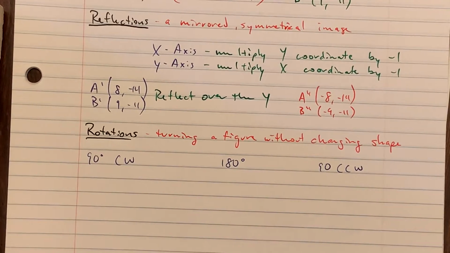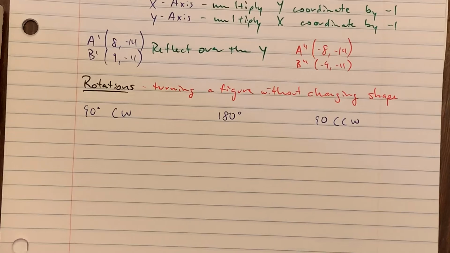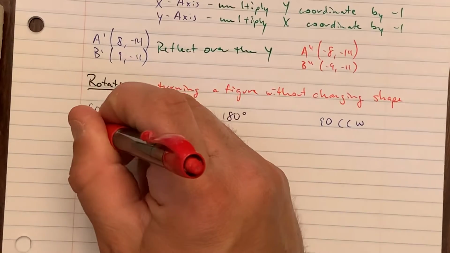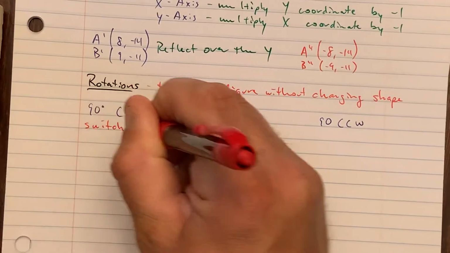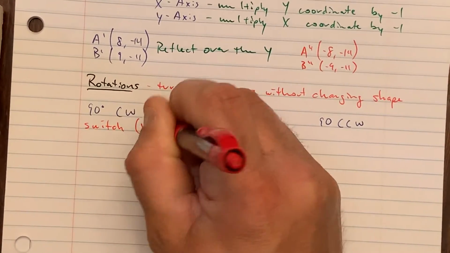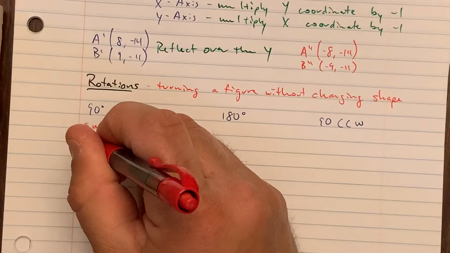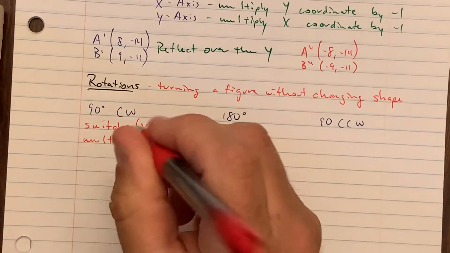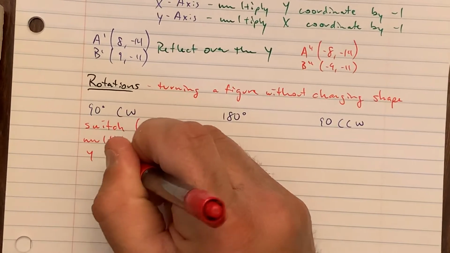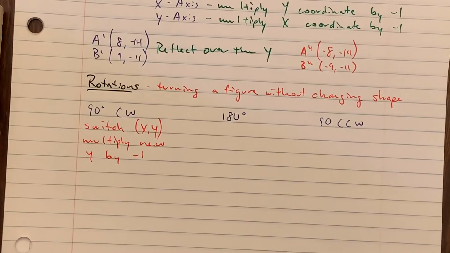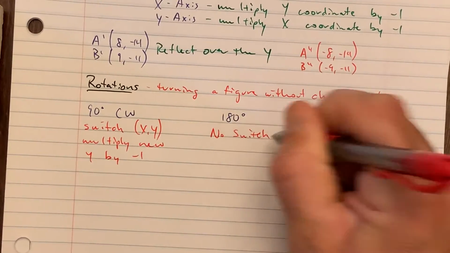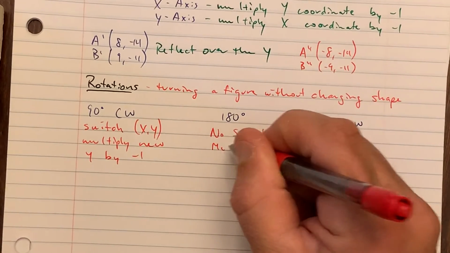All right, and we had specific rules to follow when we did these rotations. When we did a 90-degree clockwise rotation, we switch the X and Y, and then we multiply our new Y by -1. When we do a 180-degree rotation, we do not switch. We multiply both X and Y by -1.